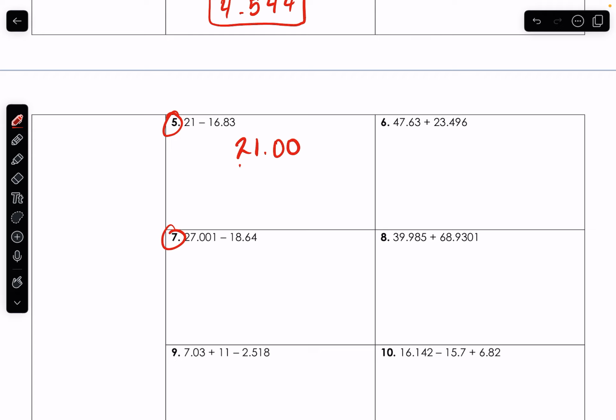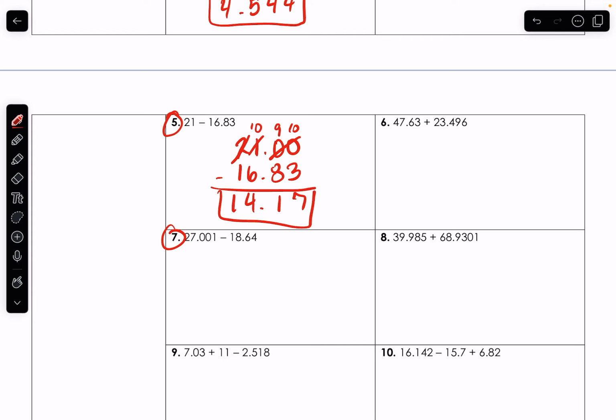So I have 21 minus 16 and 83 hundredths. Again, we're going to do our regrouping. 0, 9, 10. 10 minus 3 is 7. 9 minus 8 is 1. Our one last regroup. So we have 4 and 17 hundredths, sorry.